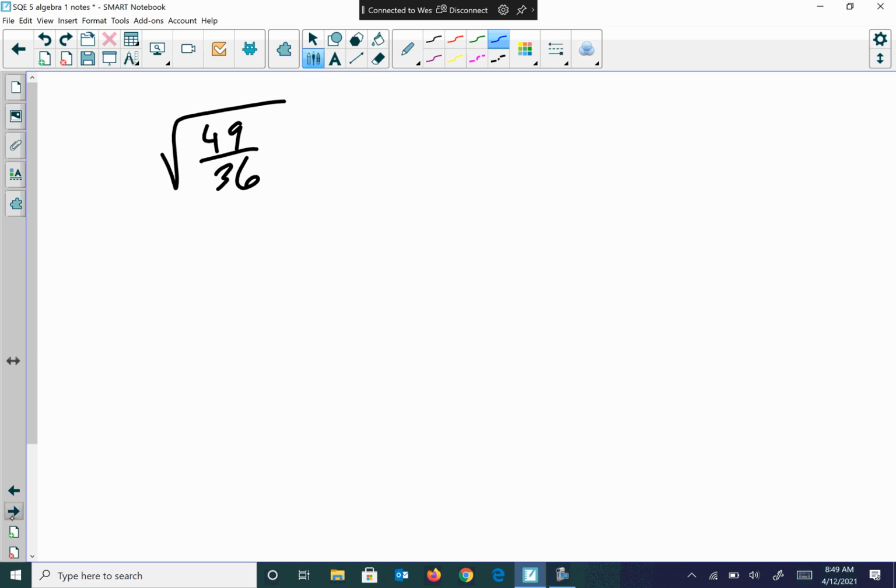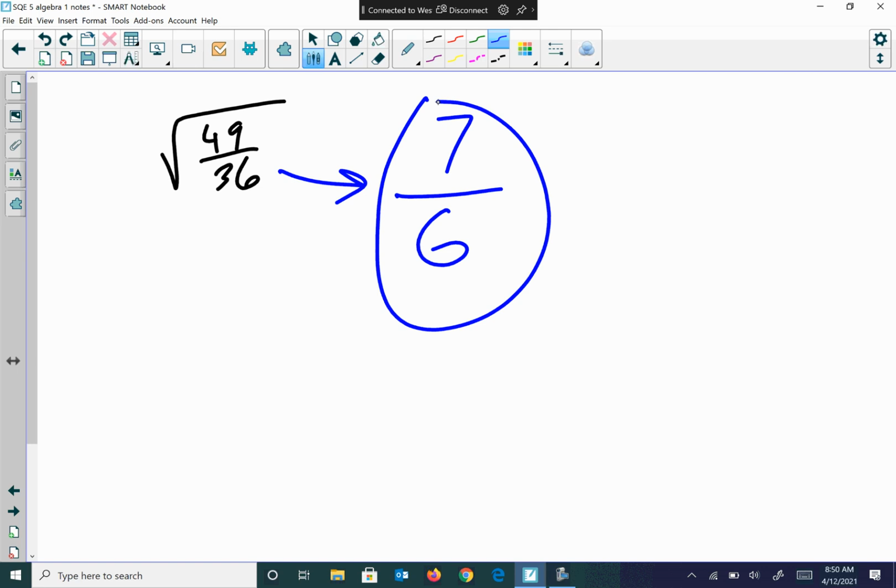Hey, what's the square root of 49? 7. What's the square root of 36? 6. Where's the square root? Well, I was able to apply the operation. It's done. So, yeah, the square root goes away.